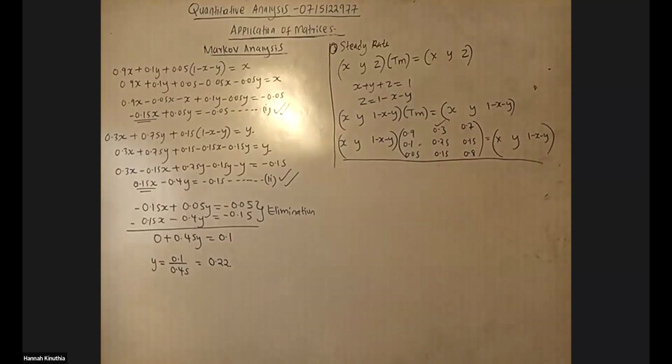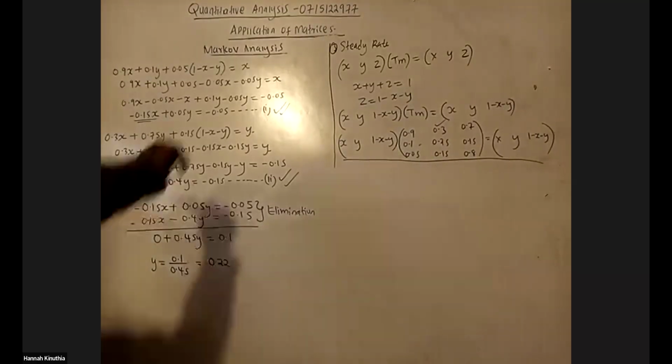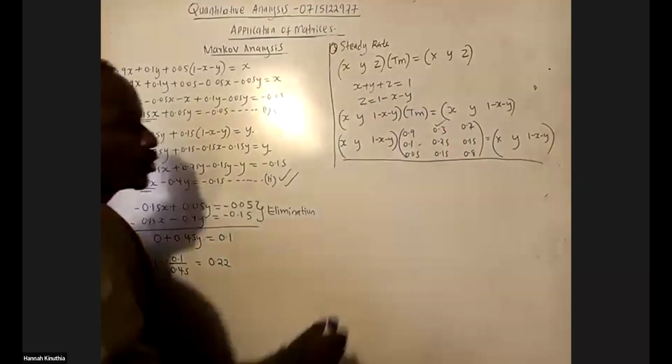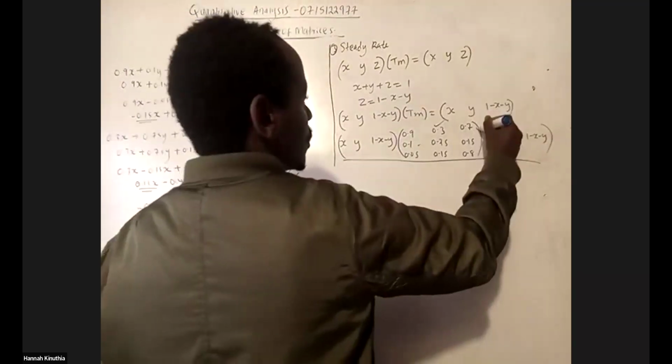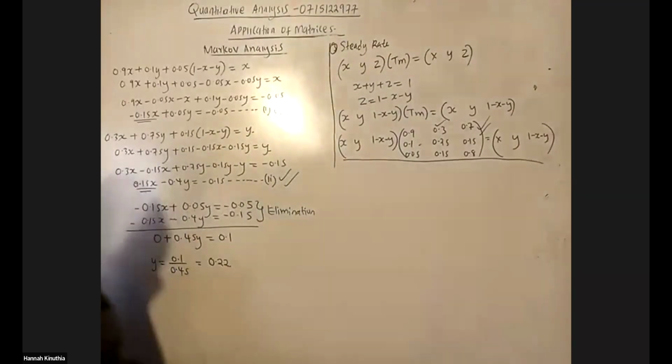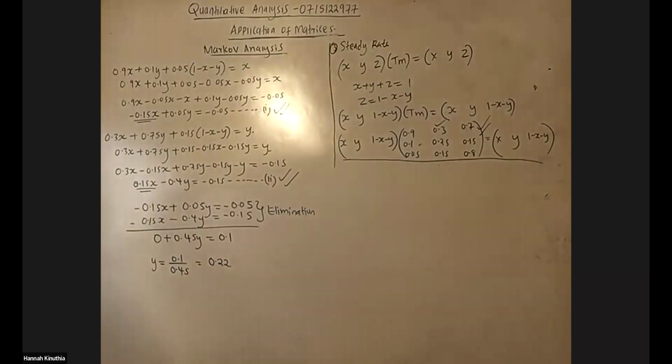So in what way are we saying that Markov is an application of matrices? Because of finding this transition matrix. You see, for example, the transition matrix is a matrix. Are we okay? But you can use a matrix if you want. You can use a matrix to find the value of x, y, and z.